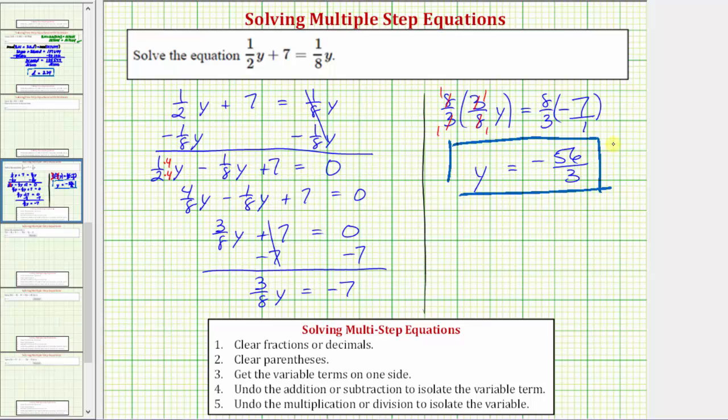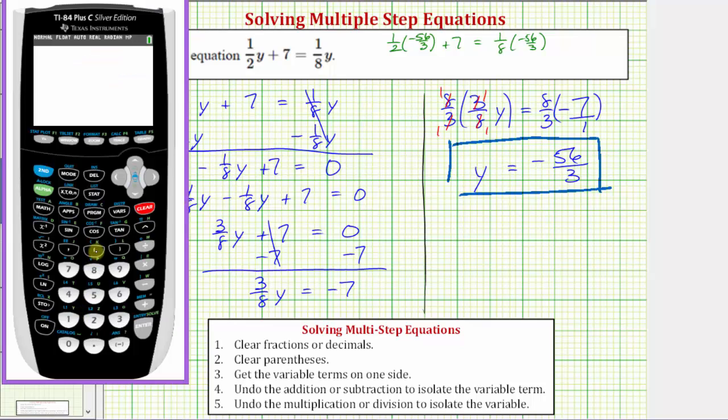But before we go, let's verify our solution is correct by substituting negative 56/3 for y in the original equation to make sure the left side of the equation equals the right side. Performing this substitution, we would have 1/2 times y, which is negative 56/3, plus 7 equals 1/8 times y, which is negative 56 thirds. Let's evaluate both sides of the equation on the calculator.